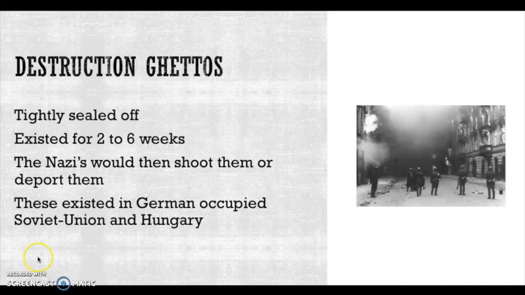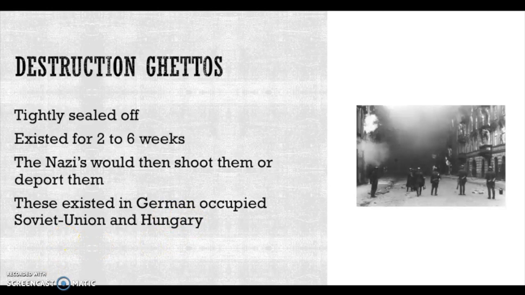The last one was a destruction ghetto, and these were tightly sealed off, and they only existed for 2 to 6 weeks. And then the Nazis would deport them or shoot them. So they would either be killed in the ghetto or sent to a concentration camp. They basically only existed in the German-occupied Soviet Union and Hungary.